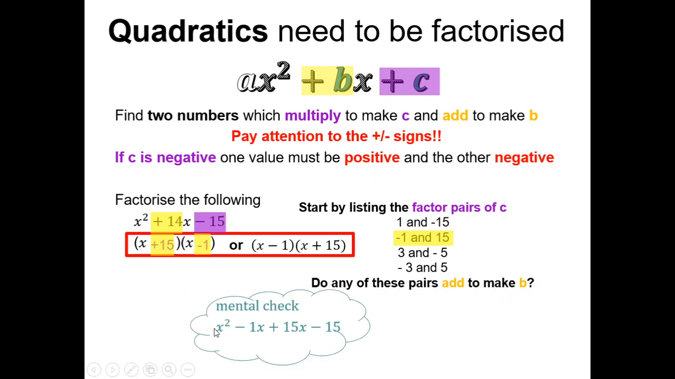X times x makes x squared. X times minus 1 makes minus 1x. 15 times x makes plus 15x. And 15 times minus 1 makes minus 15. Again, it doesn't quite match because I haven't simplified yet. If I group the middle two terms, minus 1x plus 15x, that does make the 14x.